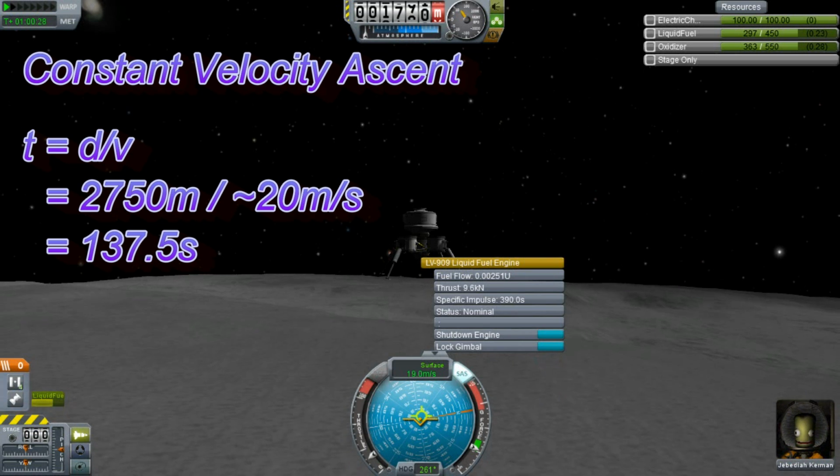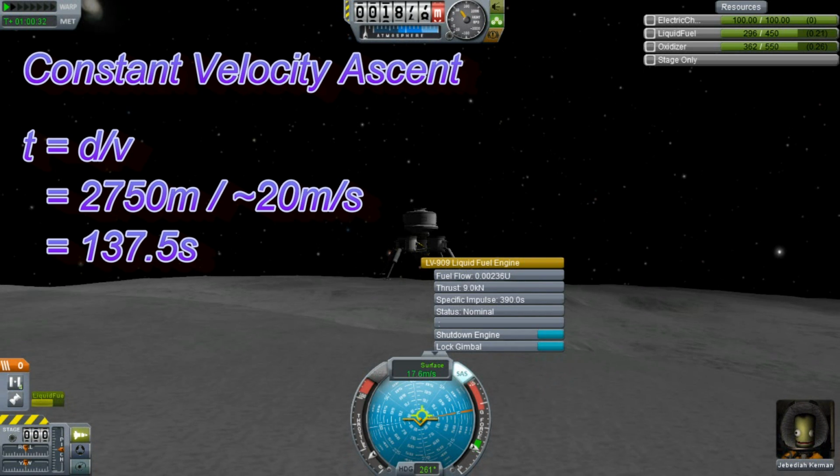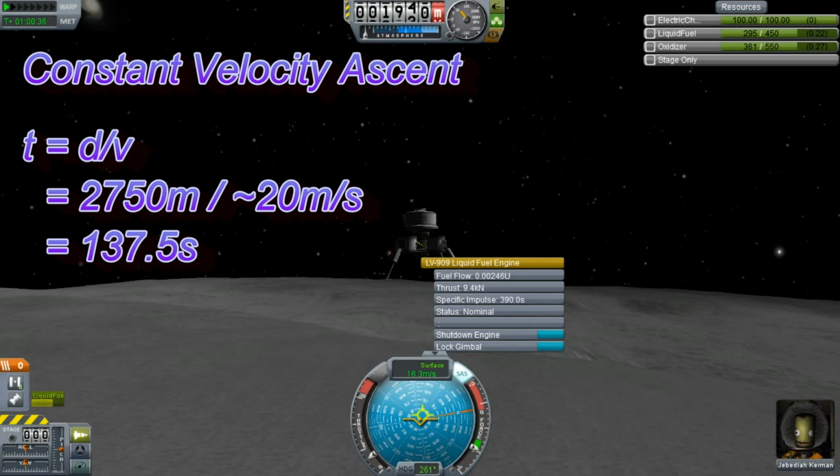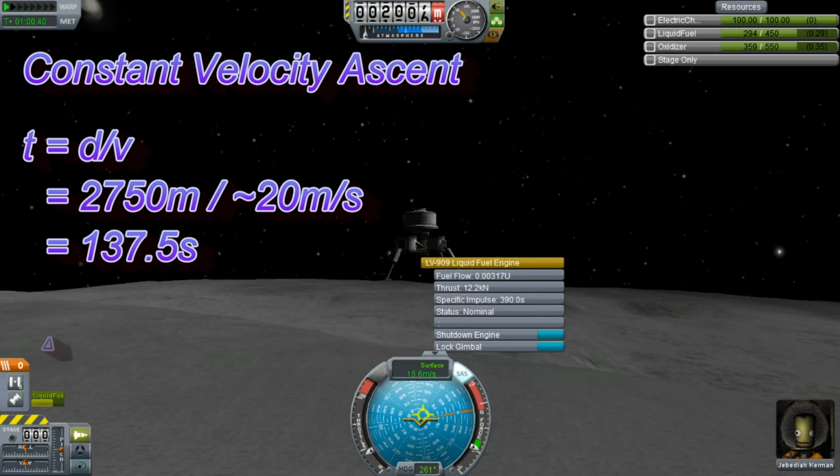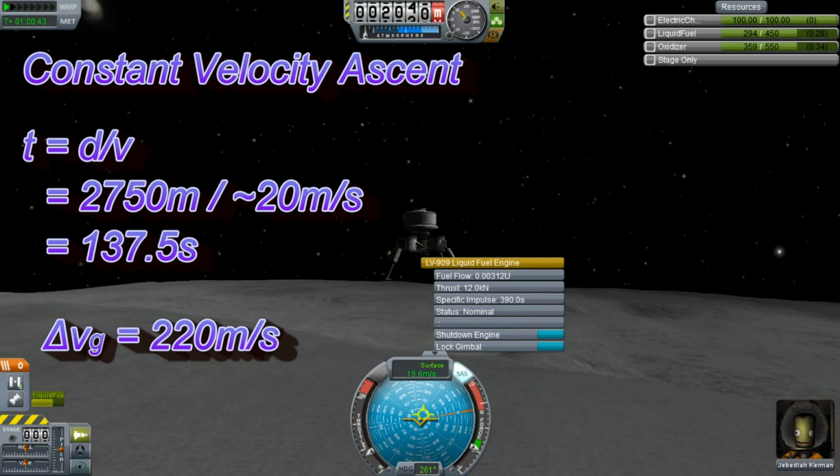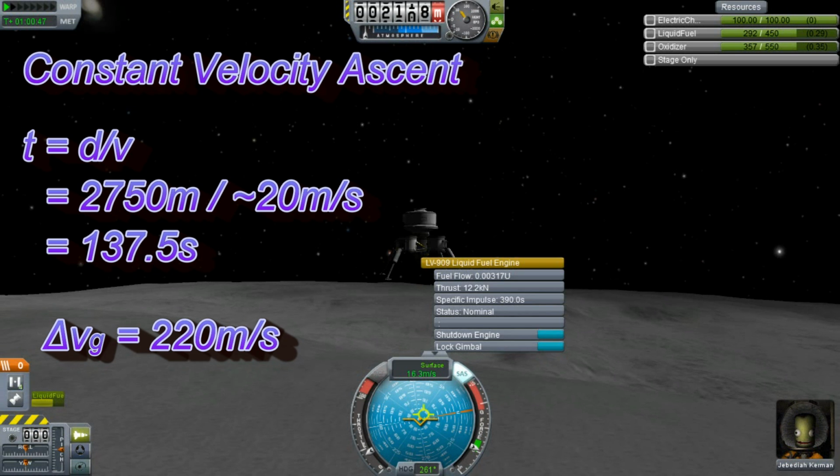And pretty much that entire time is pure gravity loss. That's all we're doing, is we're burning to offset gravity, other than the initial 20 meters per second that we put in there. So our delta V for gravity loss is 220 meters per second, and our total expenditure, we'd add on our 20 of acceleration on there, we'd use about 240.